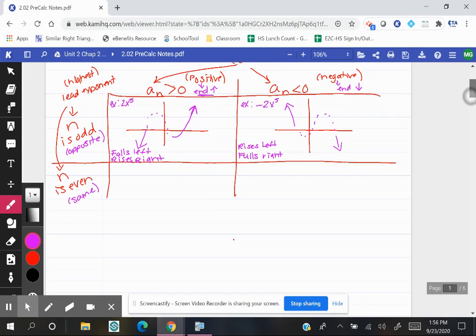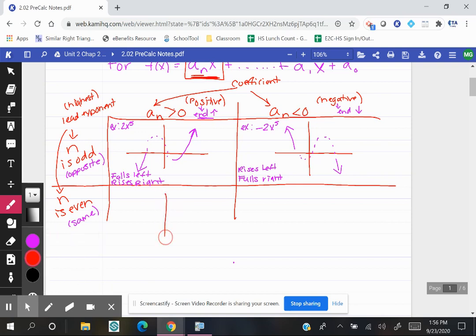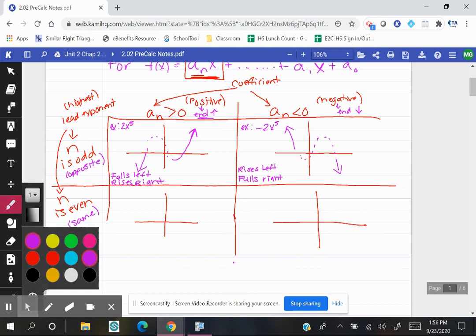The next one we have is if a sub n is positive, and let me just put my grids on here now. A sub n is positive and n is even. So you might have something like 2x to the 6th instead. So it's still a positive 2 in the front, but this time your exponent is going to be even. So it's a 6. In that case, we know they're going to end by going up because it's positive, but we know they should be going in the same direction. So it's also going to start by going up.